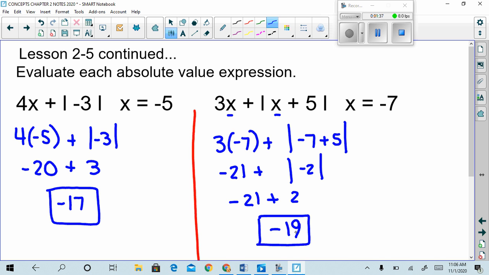So evaluation just takes us back to expressions that we did in the previous chapter, but now we're adding in the element of absolute value.